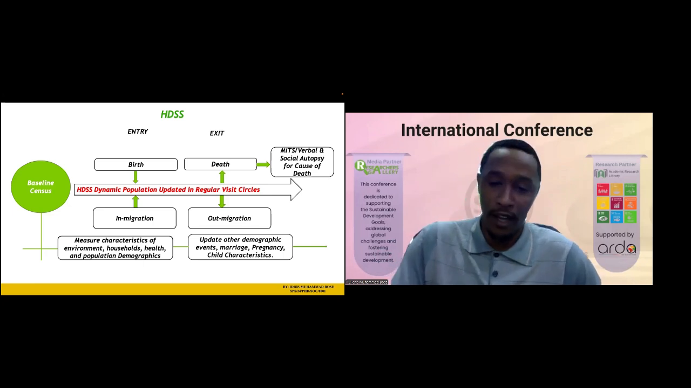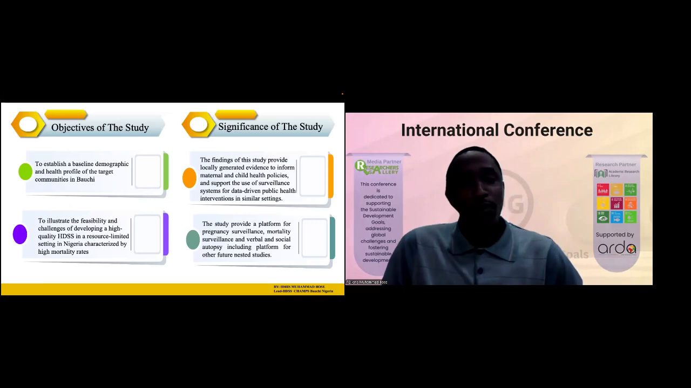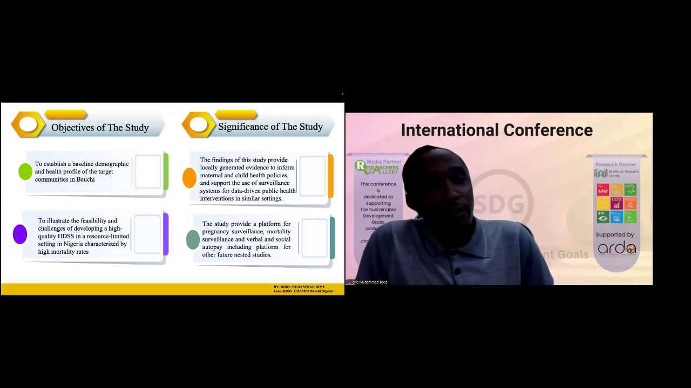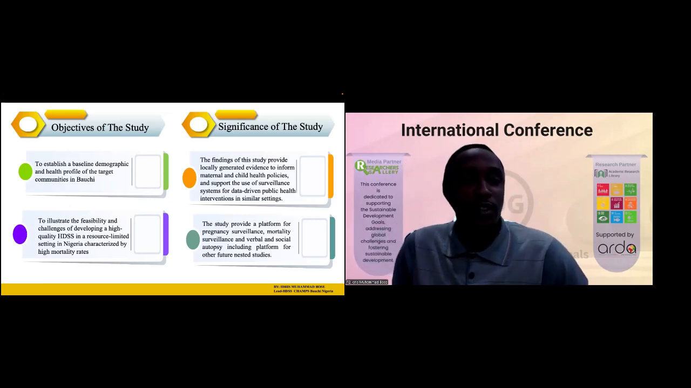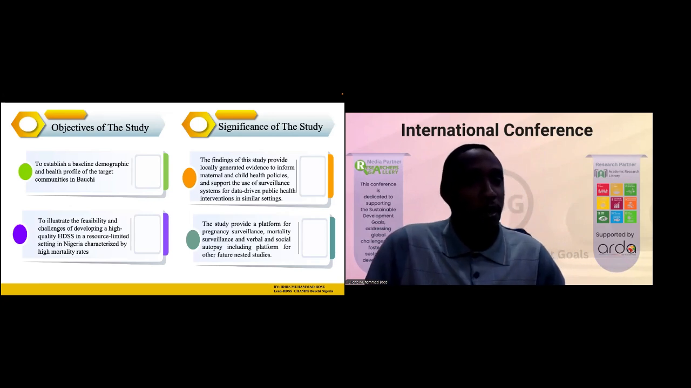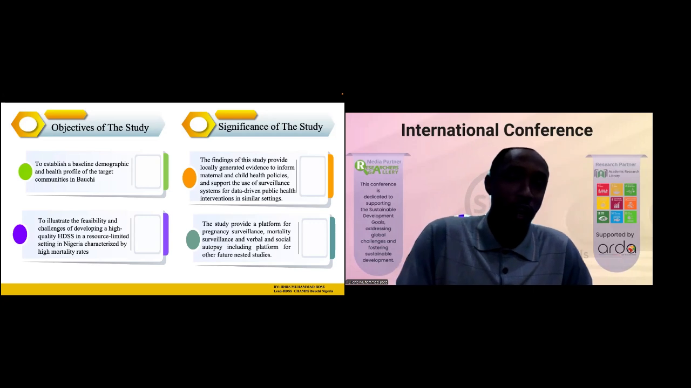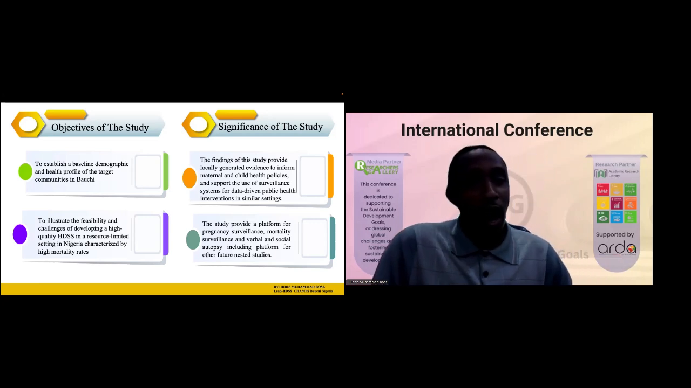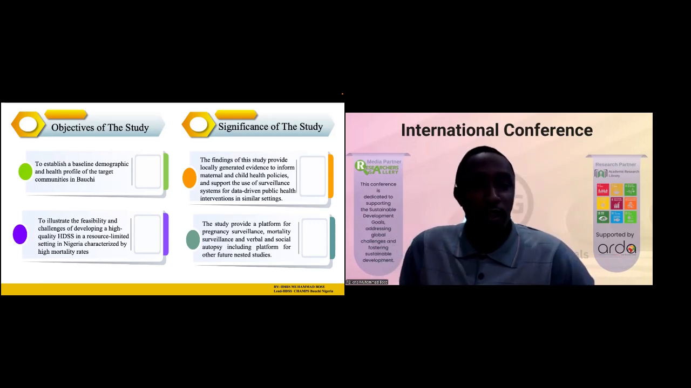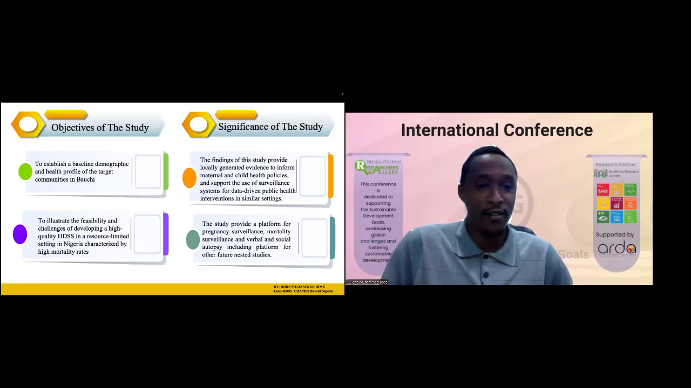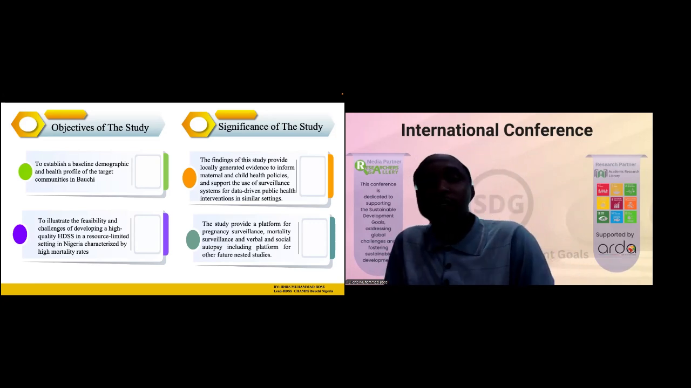The objectives of this study, that is the establishment of HDSS in Bauchi, are to establish a baseline demographic and health profile of the target communities in Bauchi State, Northeast Nigeria, and also to illustrate the feasibility and challenges of developing a high-quality HDSS in a resource-limited setting in Nigeria characterized by high mortality rates.